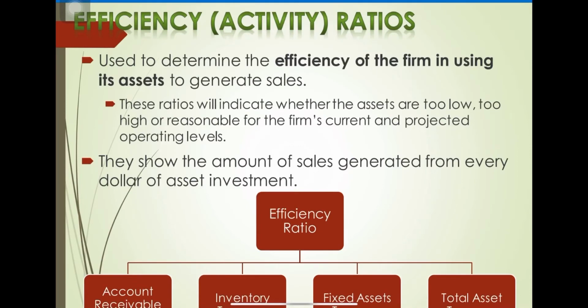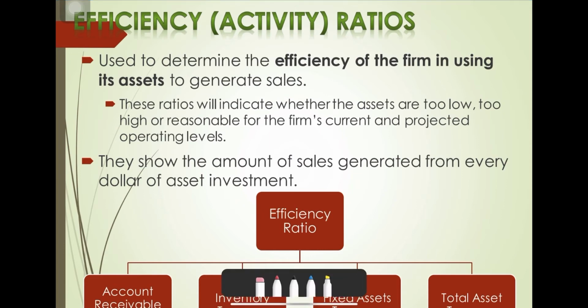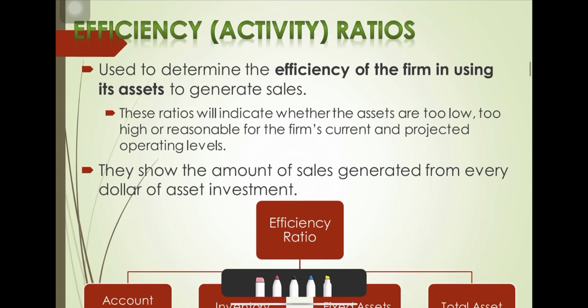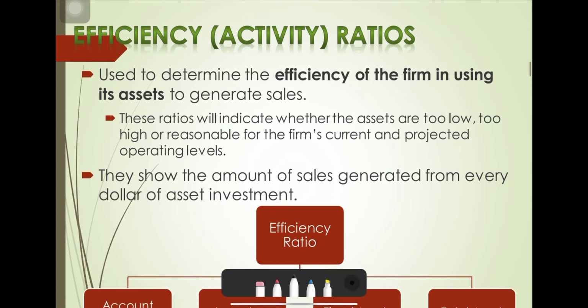Okay, next is the efficiency ratios, also known as the activity ratio. Alright, so this ratio is used to determine the efficiency of the firm in using its assets to generate sales.